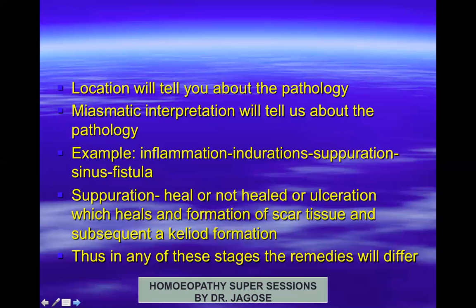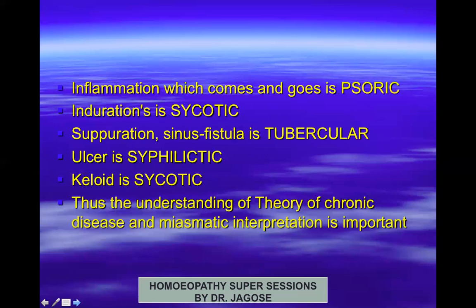So thus, in any of the stages, the remedy will differ. If the stage is different, the miasm is different, naturally the remedies also will be different. So inflammation which comes and goes is psoric, or the first stage of inflammation we say is psoric. Induration is sycotic, suppuration, sinus, fistula is tubercular, ulcer is syphilitic, keloid is sycotic. Thus, the understanding of theory of disease and its miasmatic interpretation is very important.